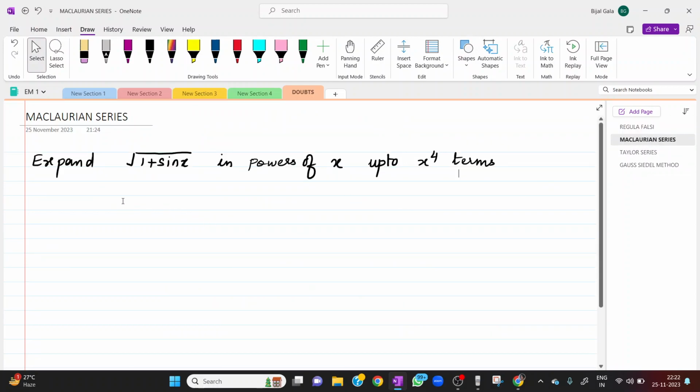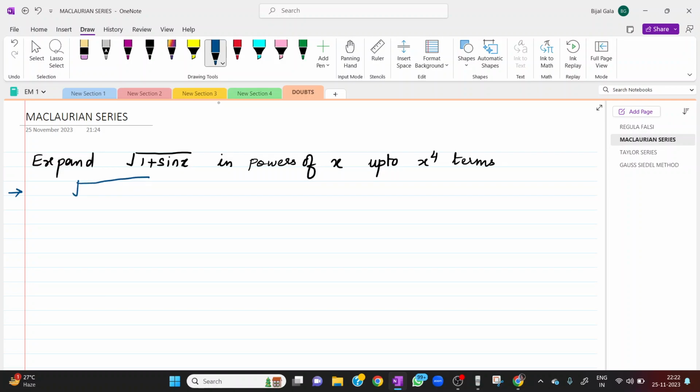Now this is another question, Maclaurin series, a little tricky one. Requires little work in the start. Why does it require a little work in the start? Because if I don't work in the start on f of x, my f dash and f double dash and so on will become a little complicated. Okay. So let's work on this.